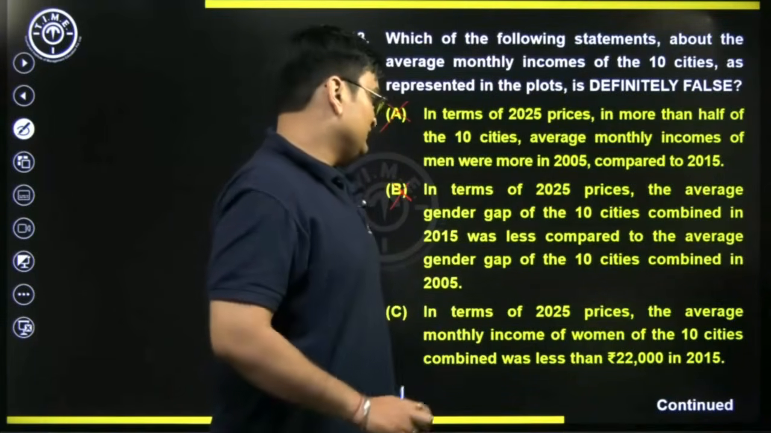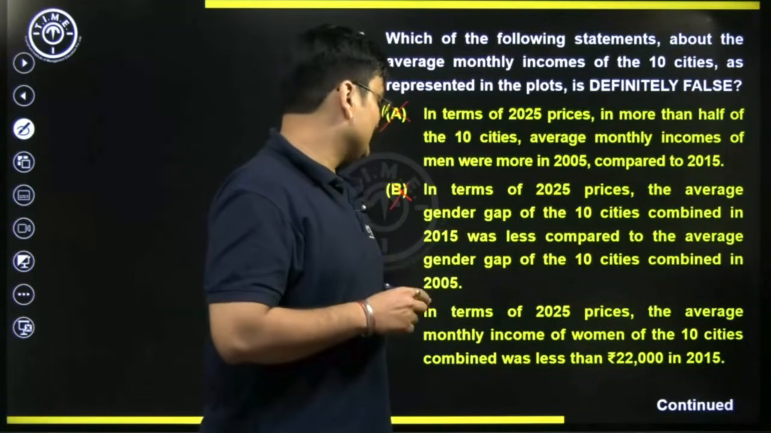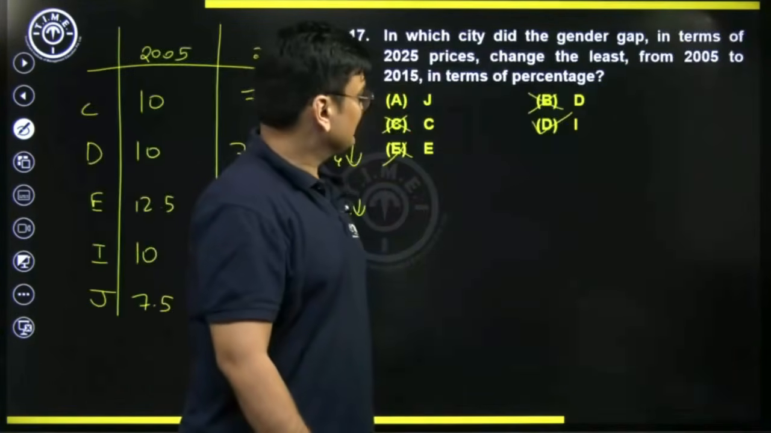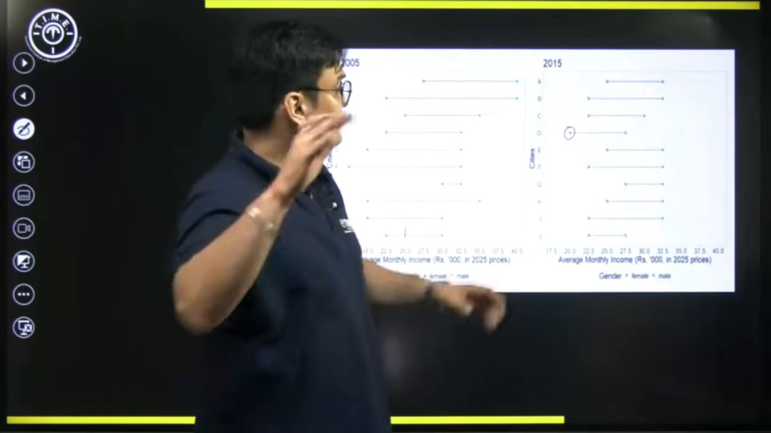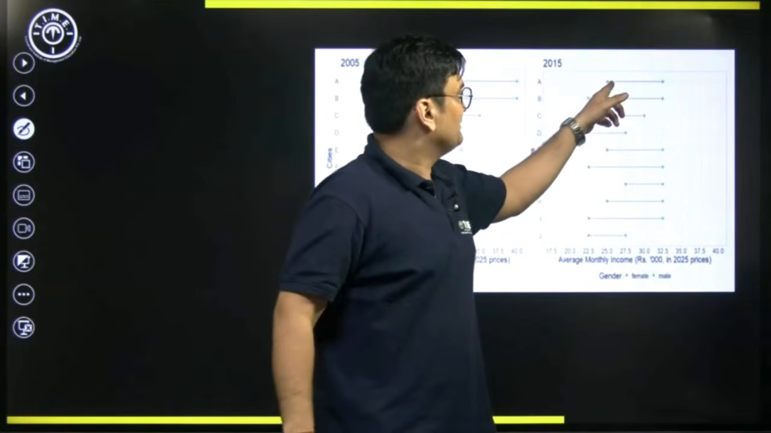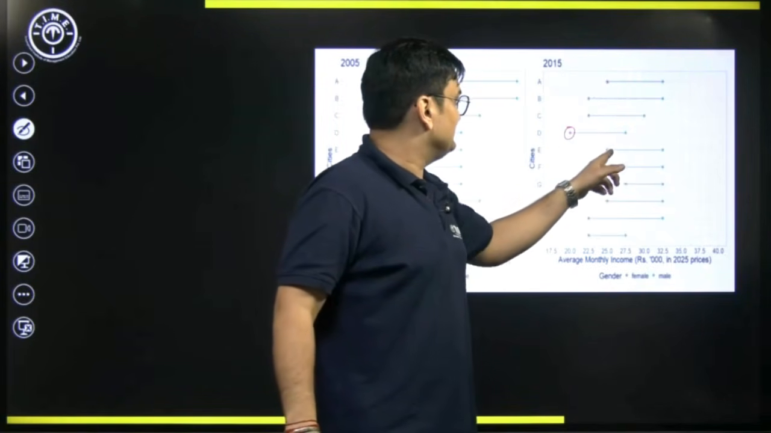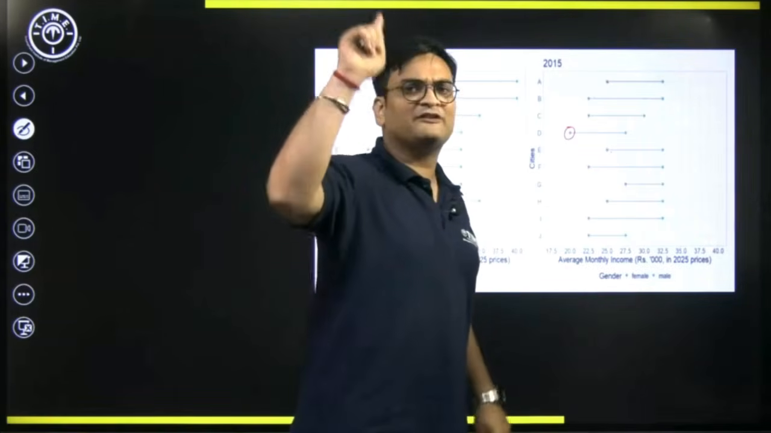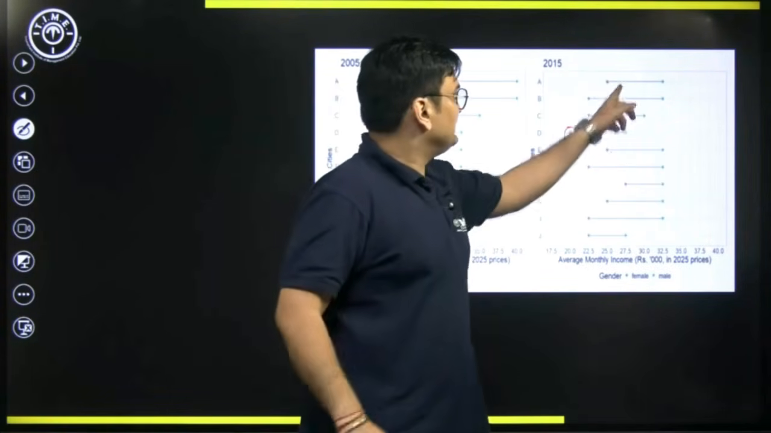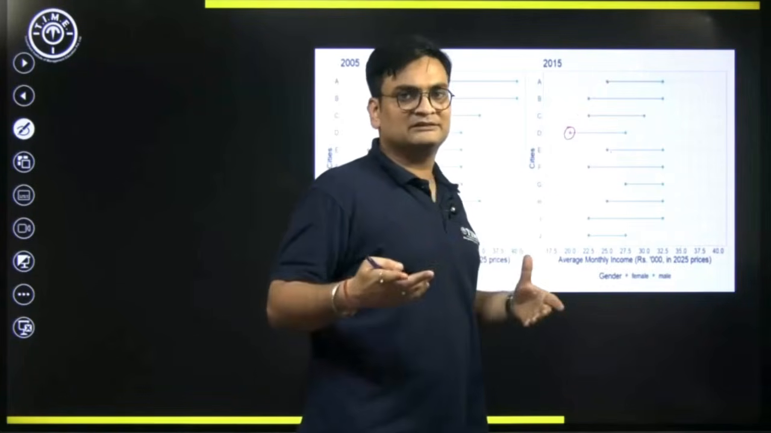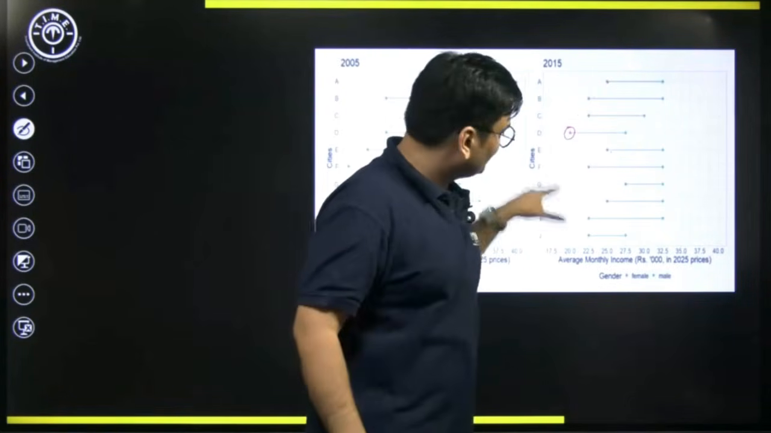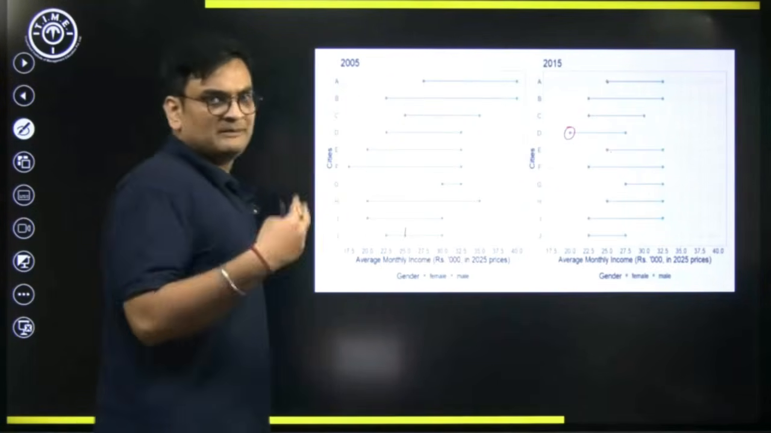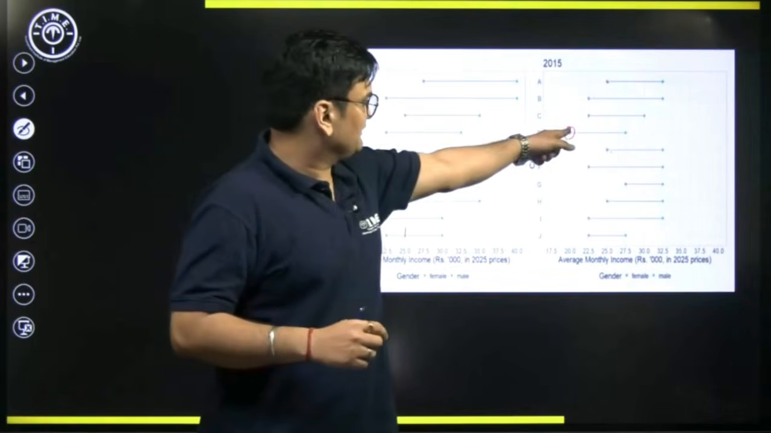Now, what do we want to check? He says in terms of 2025 prices, the average monthly income of women of the 10 cities was less than 22,000. Now, can we say this is mostly going to be false? Imagine you have a large number of women in A, B, C, E, F, all the other cities except D. And in D, suppose there is only one woman, and here we have 10,000, a huge number. Then in that case, definitely the average income of women in all the 10 cities combined will be more than 22.5 thousand, right? Definitely, because we are taking a very low number here.